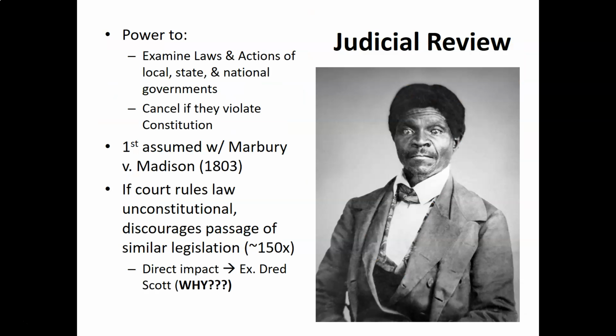All right, so let's look at judicial review. It's the power to examine laws and actions of local, state, and national governments. You can actually cancel laws and actions if they violate the Constitution. The federal court systems, particularly the Supreme Court, have the ability to do so. This power was first assumed in the case of Marbury versus Madison, and that's what you guys need to take away from that case, if it hasn't been stressed enough in previous units and lectures in this course and even in this unit. You have to know that Marbury versus Madison established judicial review.